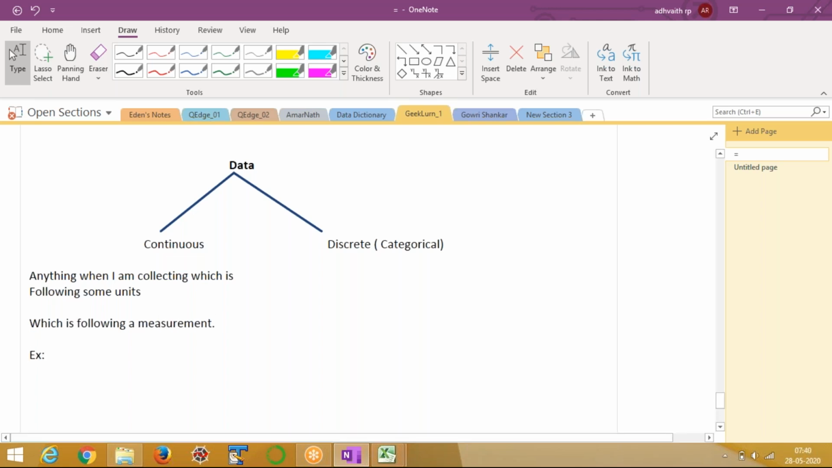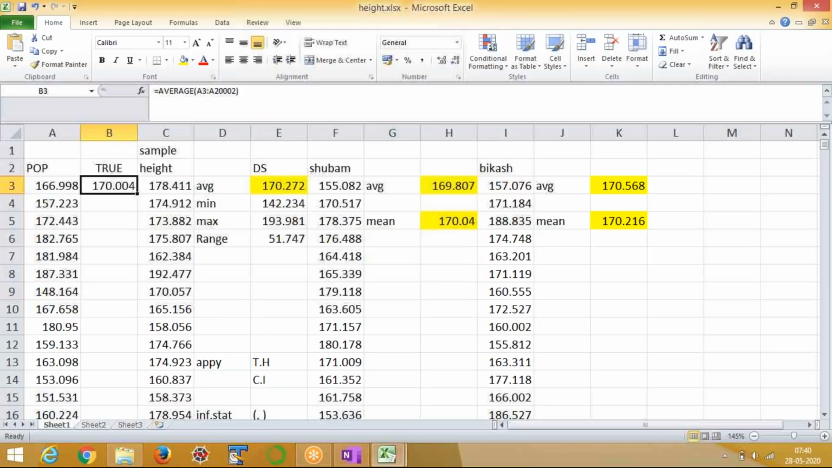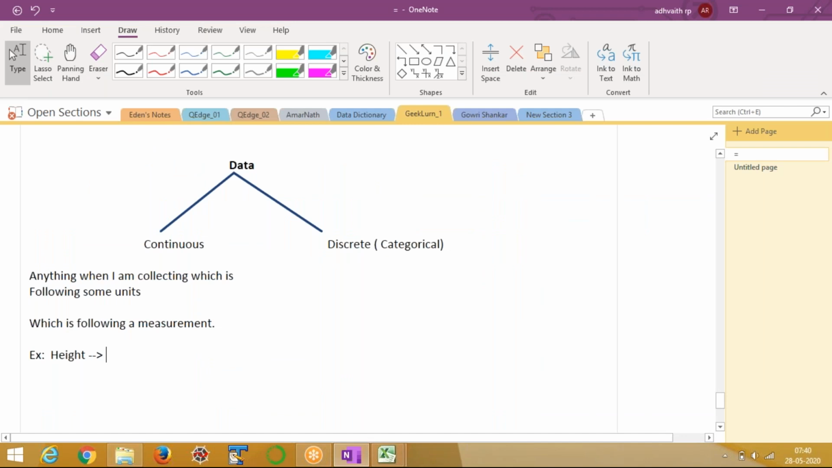So examples, height of the data. How are we collecting the height here? In what units are you collecting the data? Centimeters. Yes, so I am collecting height in centimeters.